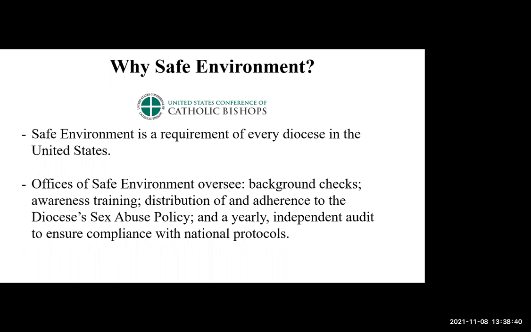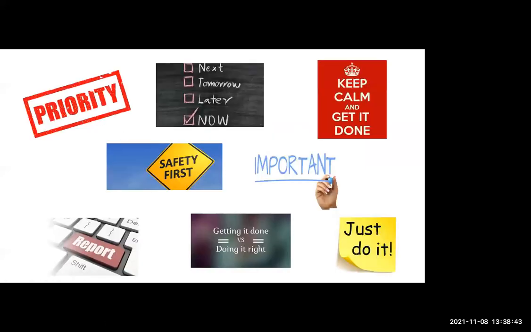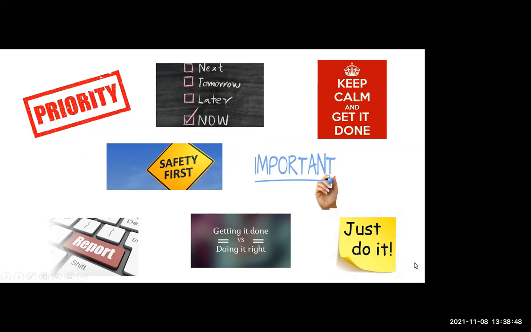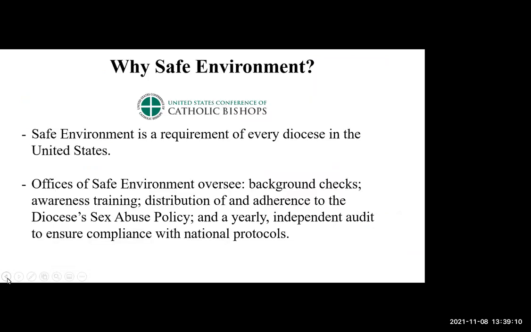Three pieces constitute safe environment compliance: the background check for anyone who is working or volunteering, the completion of awareness training for anyone who is working or volunteering, and receipt and review and sign off on that policy form for anyone who is working or volunteering. If you just have people coming to Mass and all they do is attend Mass, and they don't really do anything else in the parish, safe environment does not apply. It is for your employees and your volunteers.